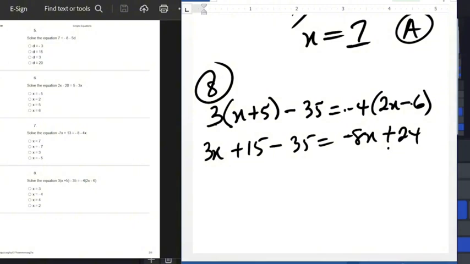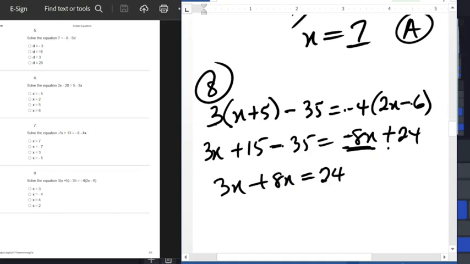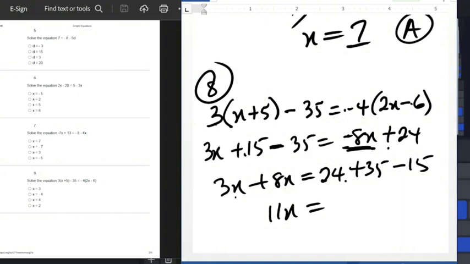So the next is to collect like terms. That is 3x. It is minus 8x here to become plus 8x equals to 24. This minus 35 become plus 35, then minus 15. It is plus here to come to minus here. So 3x plus 8x, that is 11x. So 24 plus 35 minus 15 gives us 44.